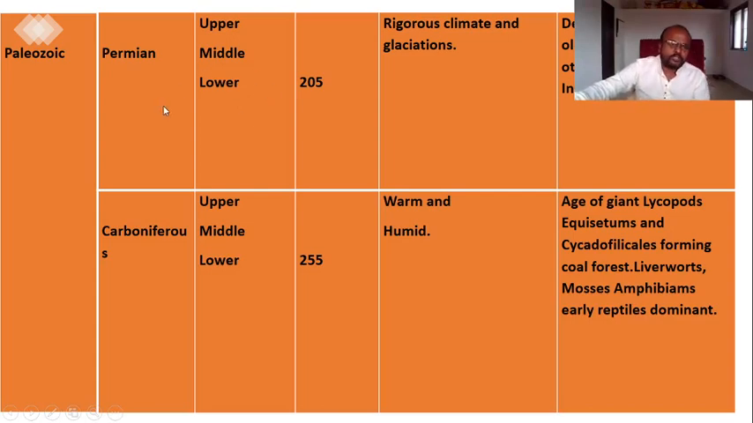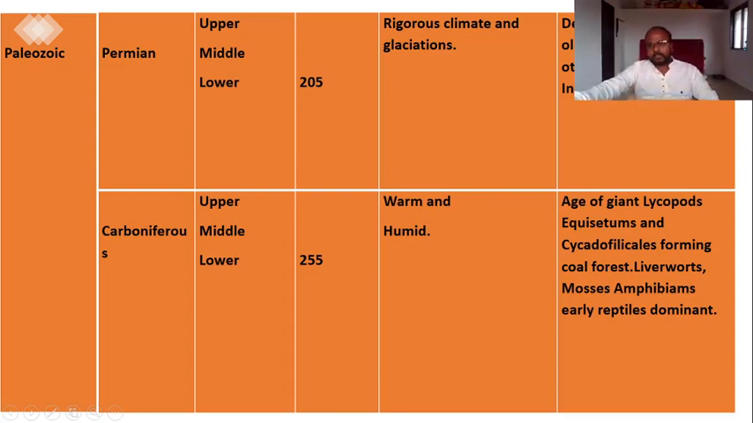And next, sixth number of the unit or period is the Permian of the Paleozoic. The Permian period is again upper Permian, middle and lower Permian, and it begins 205 million years ago. Here the climatic condition is not good. It is a rigorous climate and glaciation is there. In this rigorous climate there is a decline and extinction of the older groups. So this older giant group declined, minimized, and started to go extinct.